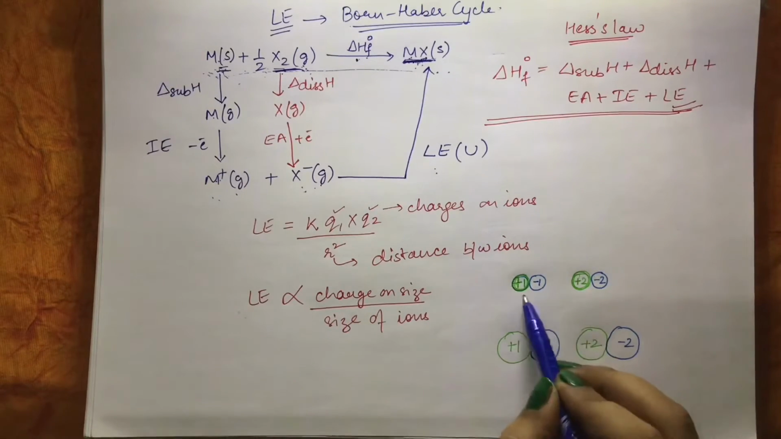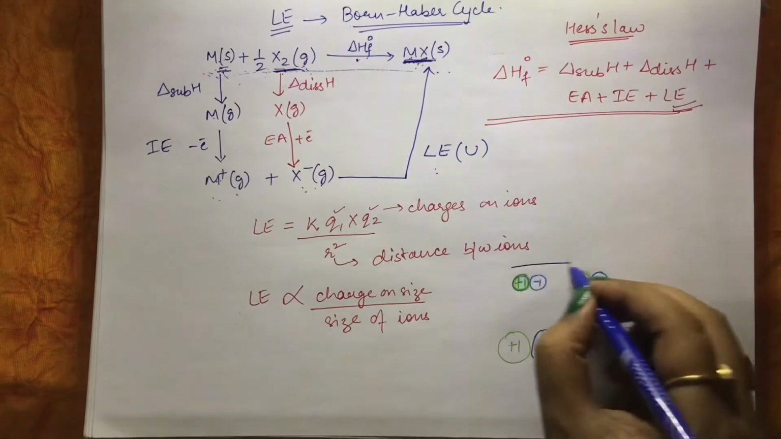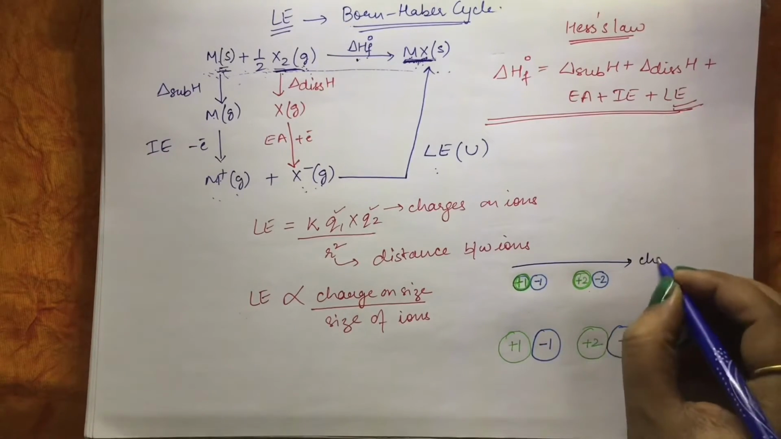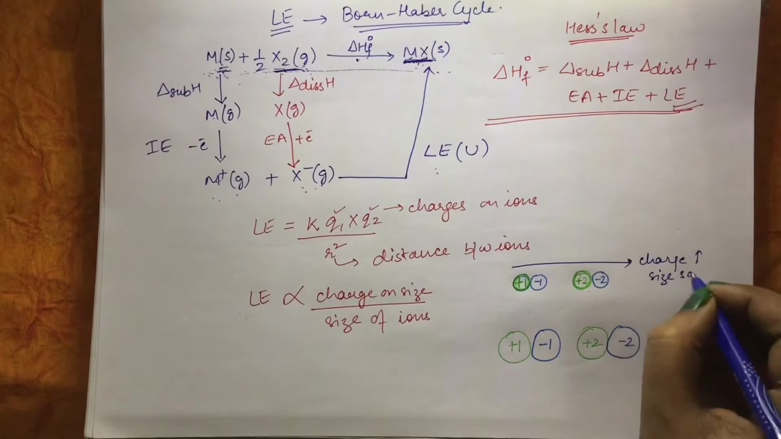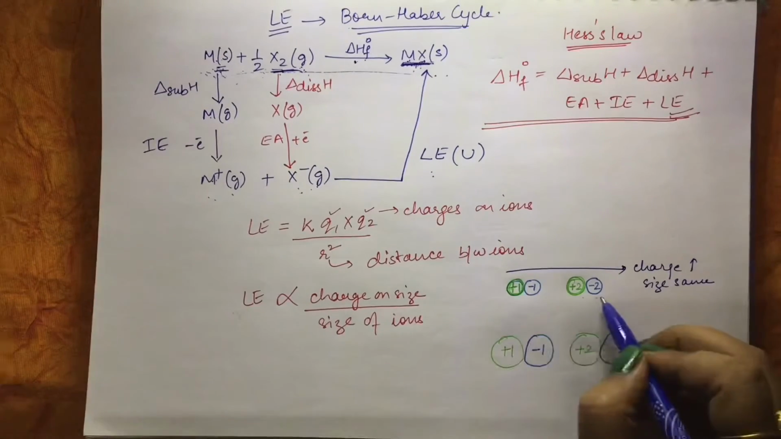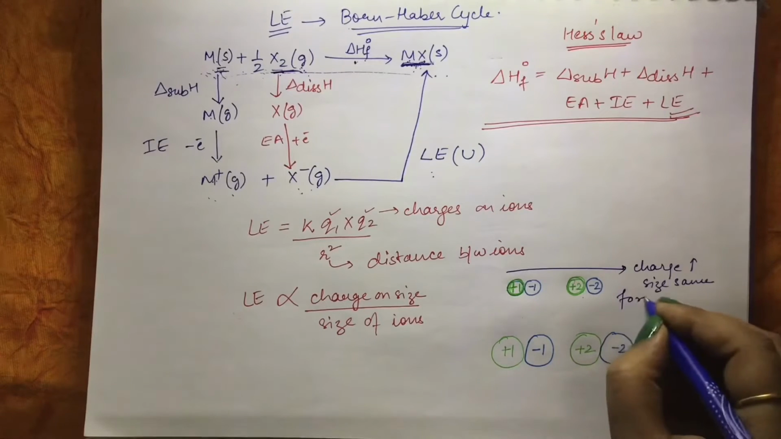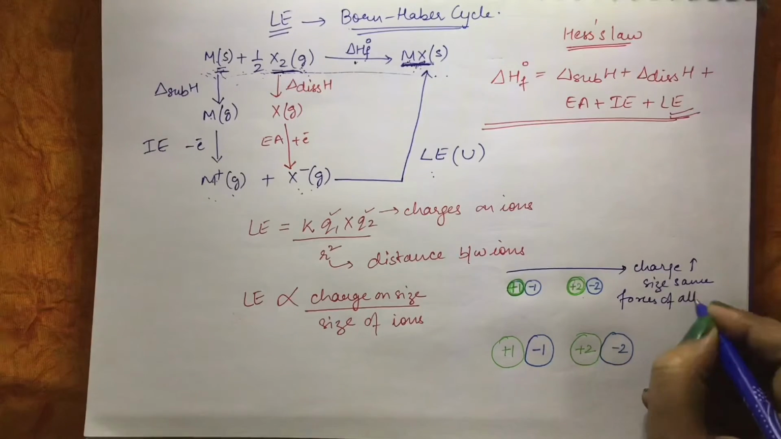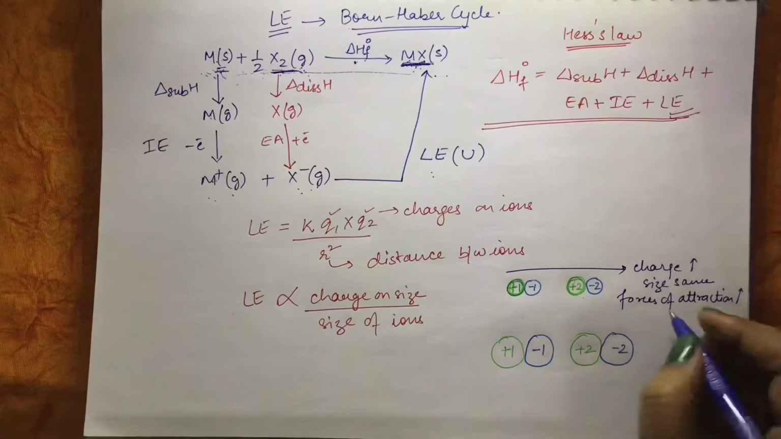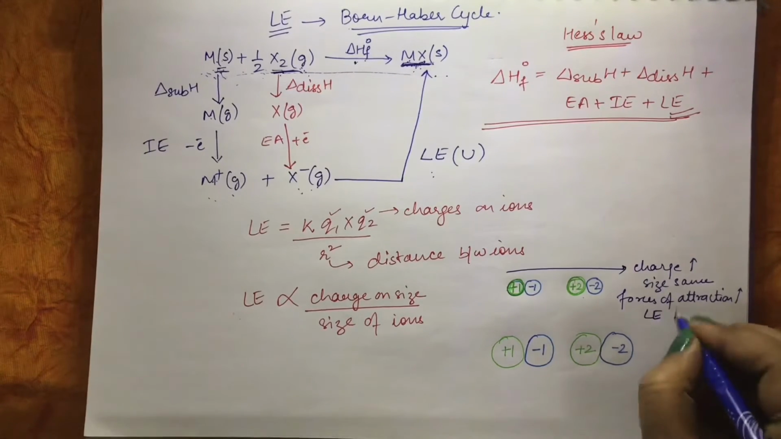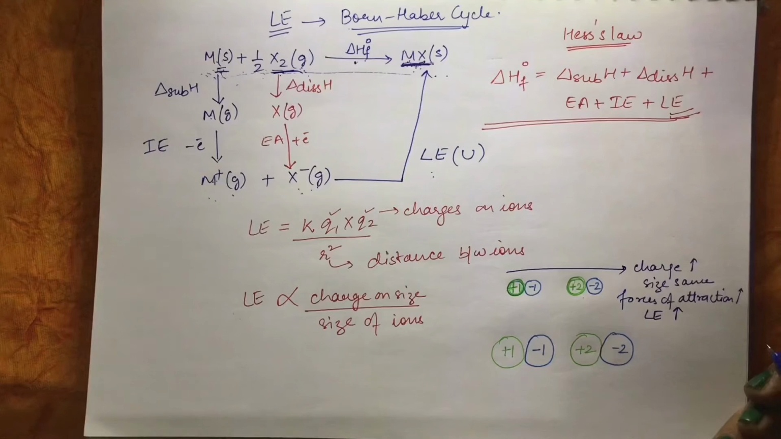Now suppose the charge is increasing as we are going from here to here, so you can see the charge increases but the size is same. So as you are increasing the charges, the forces of attraction also increase. Now since force of attraction increases, the lattice enthalpy will also increase.